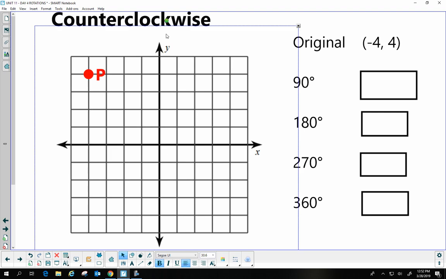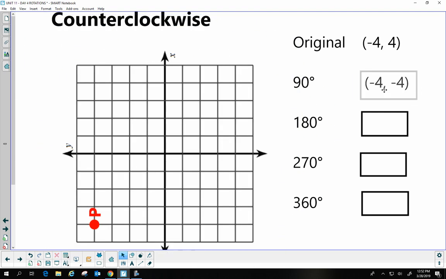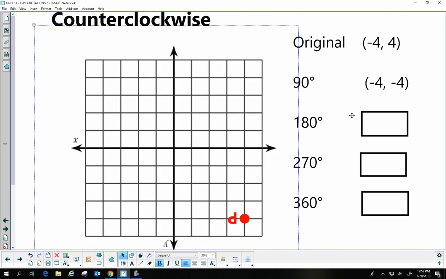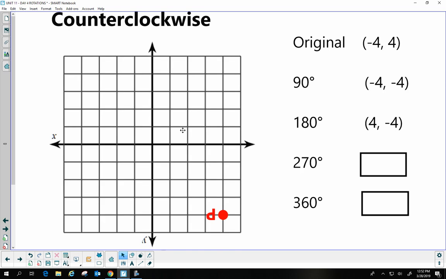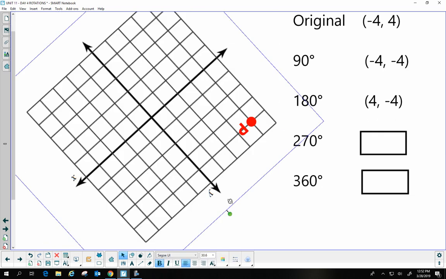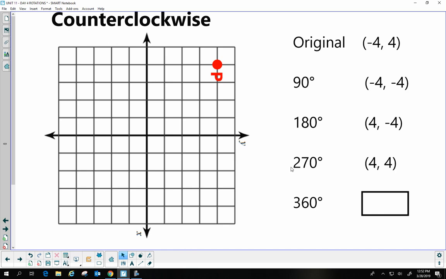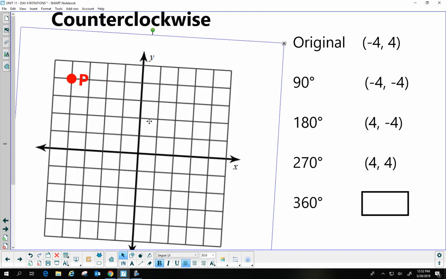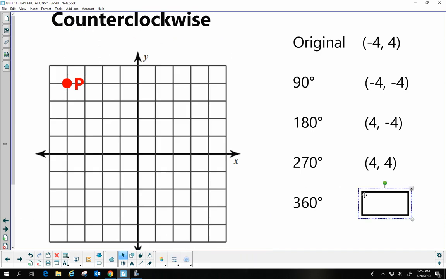So if you rotate 90 to the left, you get coordinates of -4, -4. 180 degrees, you get coordinates of 4, -4. 270, 4, 4. And then, of course, if you rotate it all the way back around, you get the original coordinates.